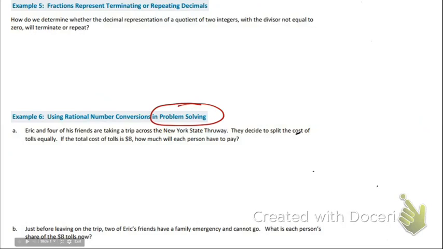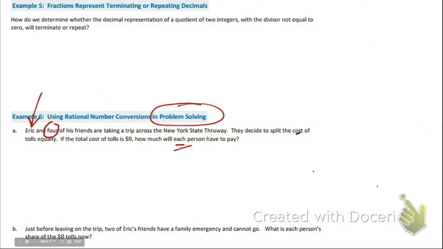Eric and 4 of his friends are taking a trip across the New York State Thruway. They decide to split the cost of tolls equally. If the total cost of tolls is $8, how much will each person have to pay? So, of course, this idea of each tells us we are doing division. And what do we divide by what? Well, how many friends are there? If you said 4, I'm sorry, that's not right, because we can't forget Eric.